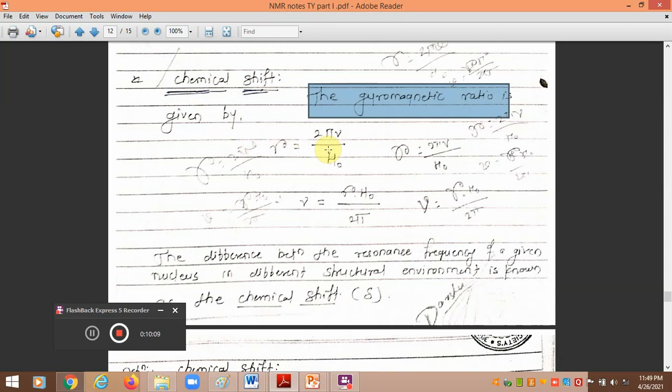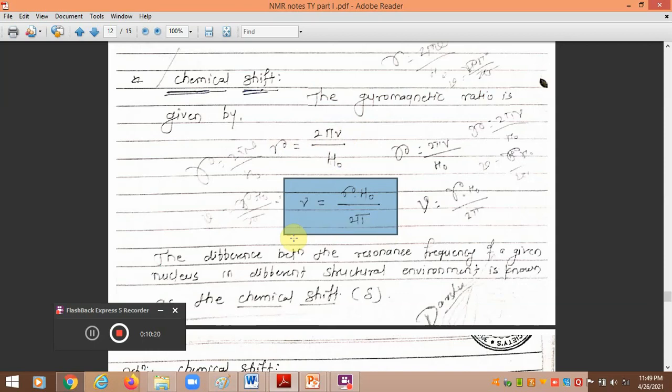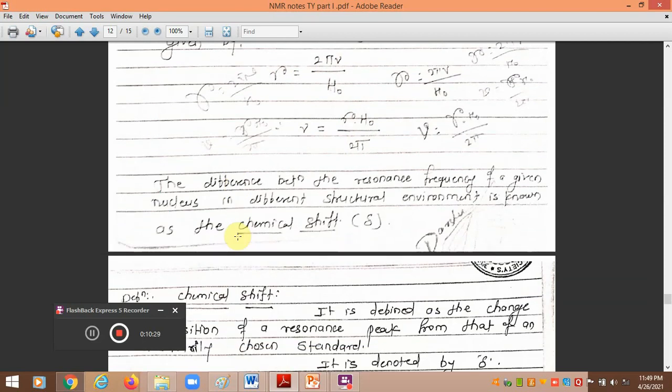H0 is the applied magnetic field, mu is the frequency, and from this equation we can write the equation for this frequency: gamma times the strength of the applied magnetic field divided by 2 pi. So this difference between the resonance frequency of a given nucleus in different structural environments is known as the chemical shift, and here it is defined in this way.